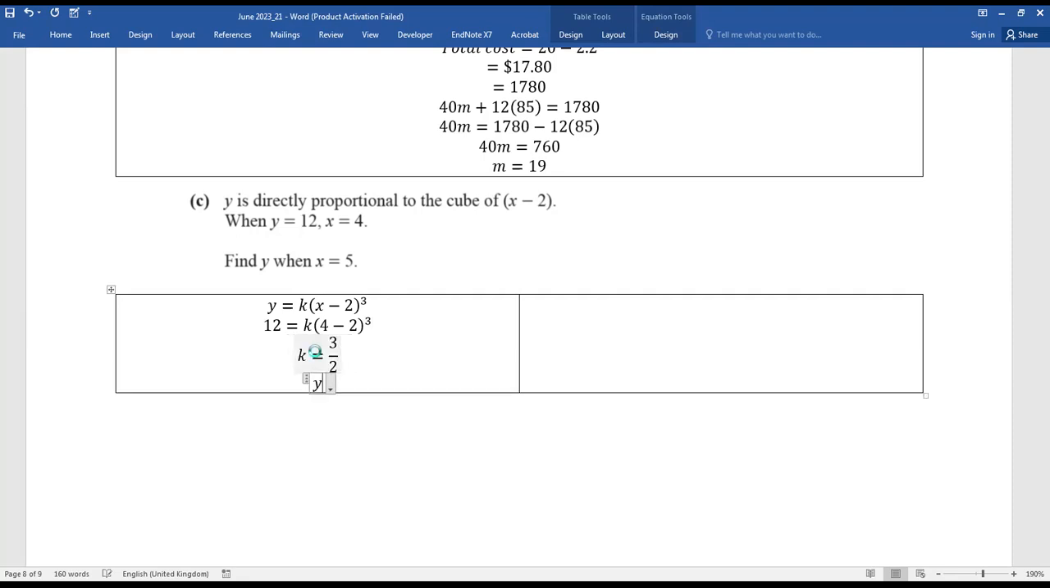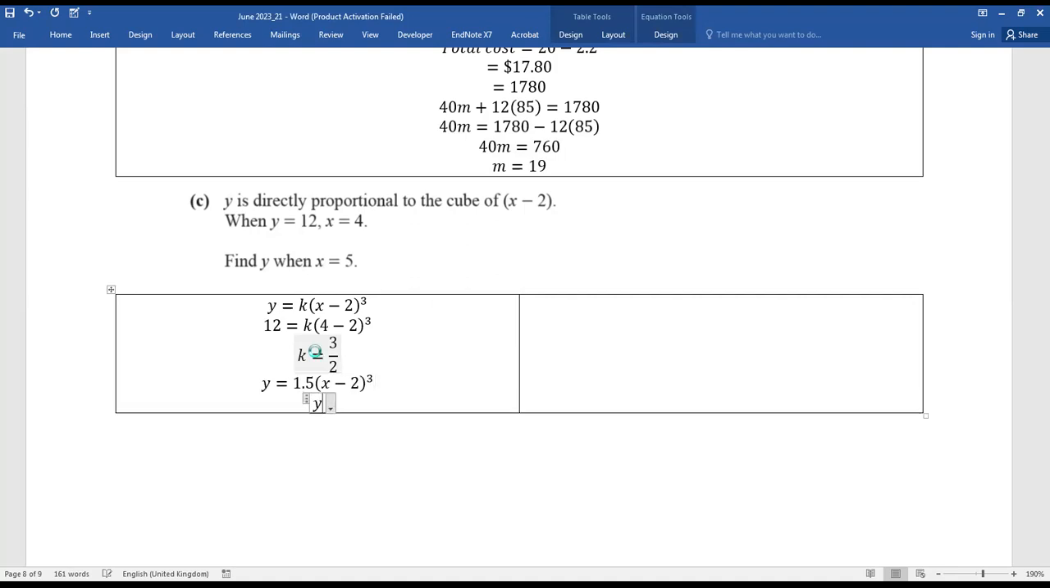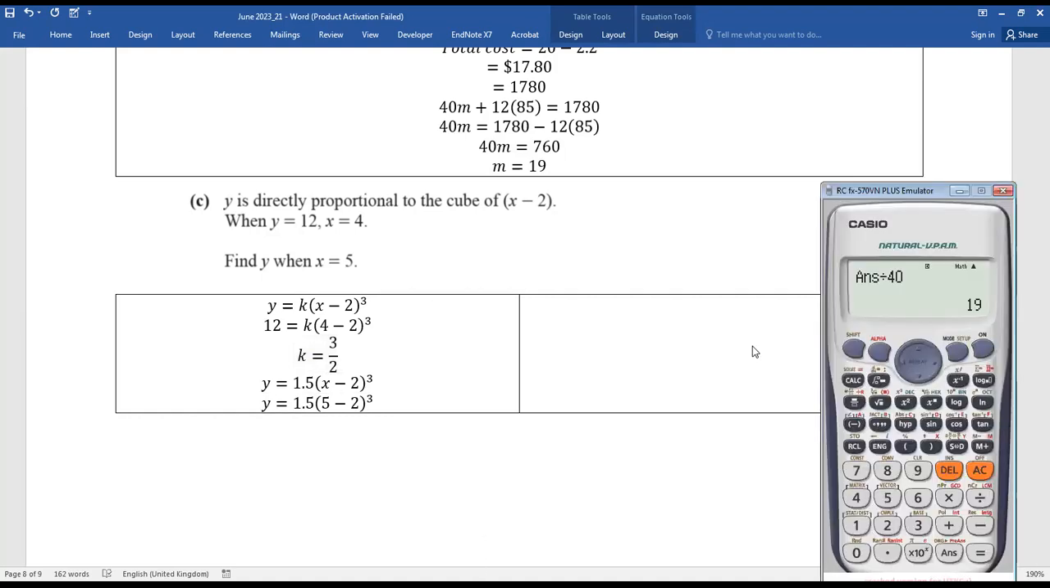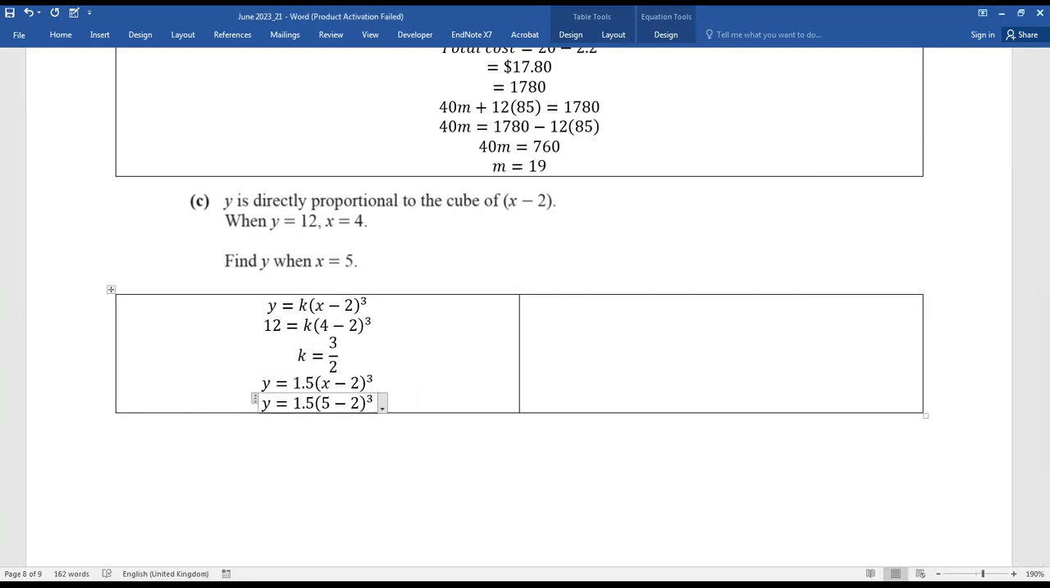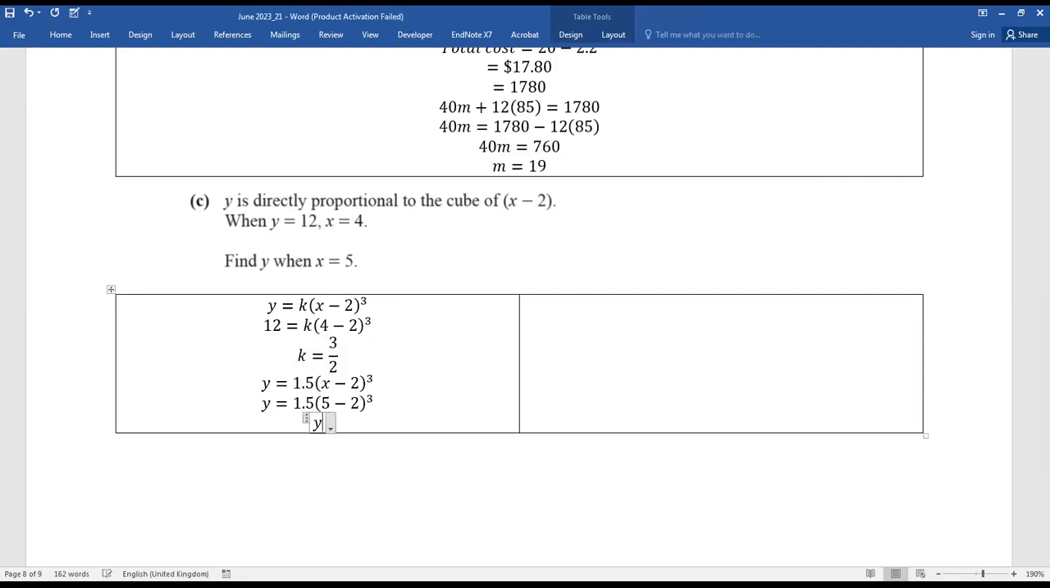So now y is 1.5 times (x minus 2) cubed. So y is 1.5 times (5 minus 2) cubed. You can use the calculator to get this. 1.5 into 3 cubed, which is 81 upon 2, or 40.5. Now the entire question could also have been done using ratios.